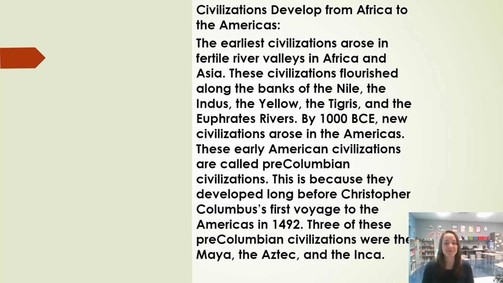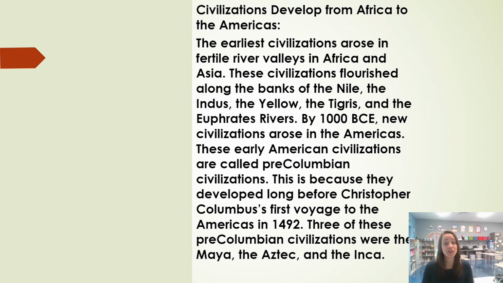Here's another portion of our text. Civilizations develop from Africa to the Americas. The earliest civilizations arose in fertile river valleys in Africa and Asia. These civilizations flourished along the banks of the Nile, the Indus, the Yellow, the Tigris, and the Euphrates rivers. By 1000 BCE, new civilizations arose in the Americas. These early civilizations are called pre-Columbian civilizations. This is because they developed long before Christopher Columbus's first voyage to the Americas in 1492. Three of these pre-Columbian civilizations were the Maya, the Aztec, and the Inca.